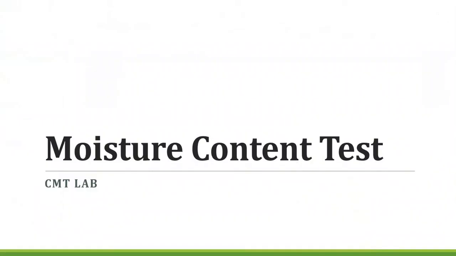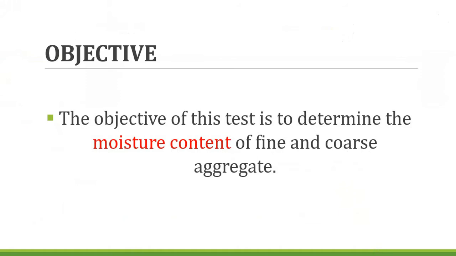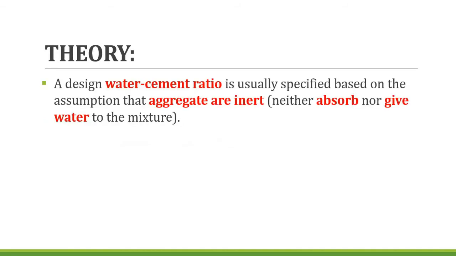Moisture content test. The objective of this test is determining the moisture content of fine aggregate and coarse aggregate. We can conduct it for soil also, but in this case we will conduct it for the fine aggregate, that means the sand, and the coarse aggregate, the gravel. So how much moisture is contained in sand and in gravel.